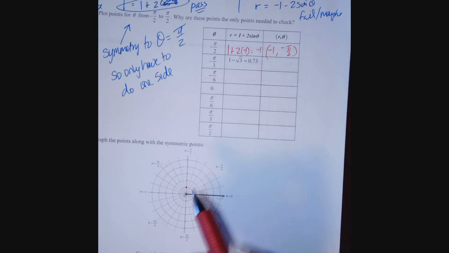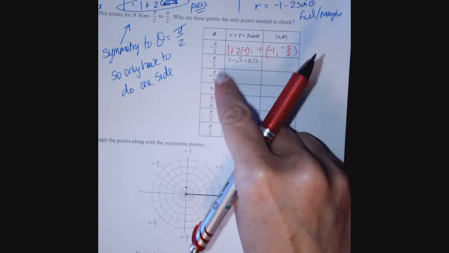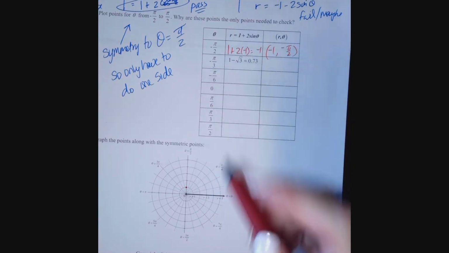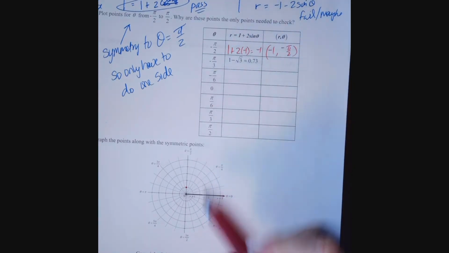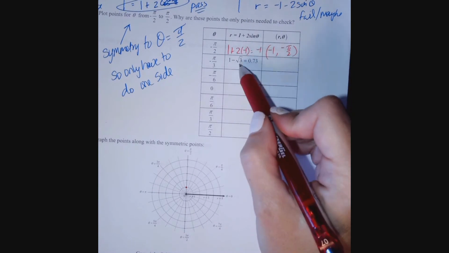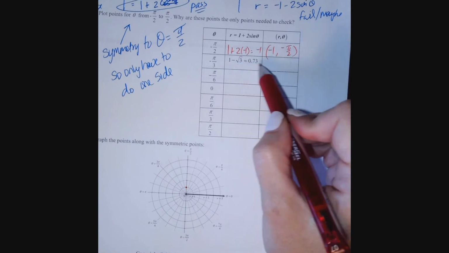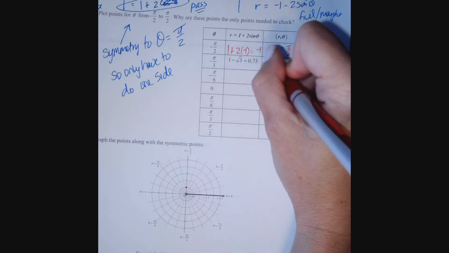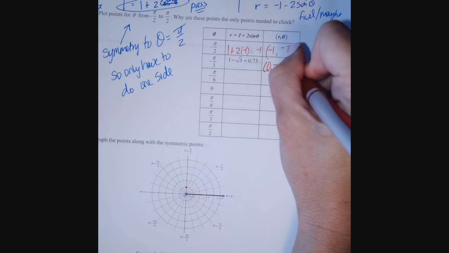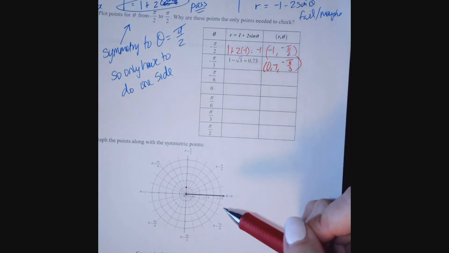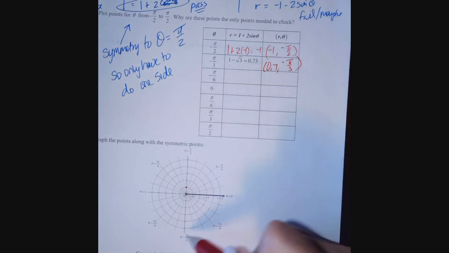Since I'm reflecting left to right, that stays on the y-axis. At negative pi third, which is here, I have 2 times negative square root 3 over 2, which gives me 1 minus square root 3, or about 0.7 at negative pi third. Okay, so at negative pi third is here.